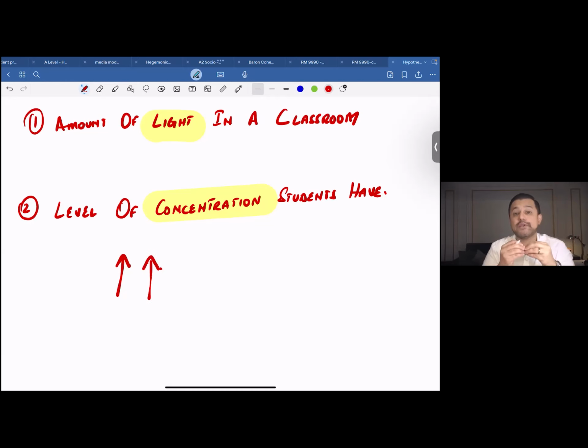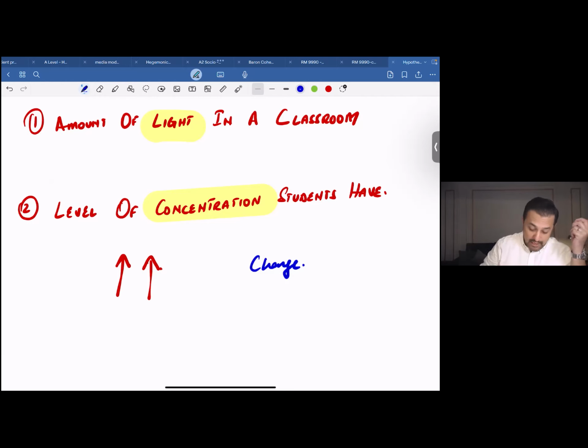So what I'm doing over here is providing a direction. I'm trying to explain that yes, light affects concentration. So I'm talking about light having a change on the concentration level of students, but at the same time, I'm further elaborating on it by showing the direction of that change. When I say an increase in the amount of light in the classroom would result in an increase in the level of concentration that students have, this would be an example of a one-tailed hypothesis.